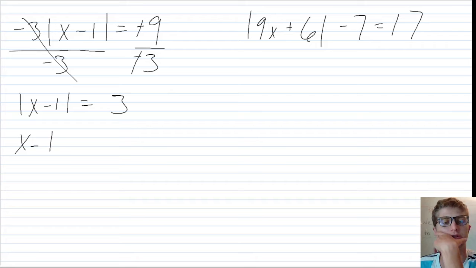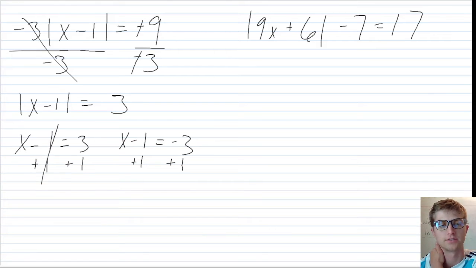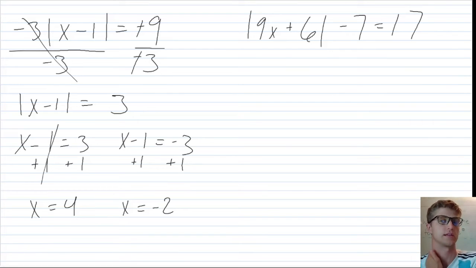Split it: x minus 1 equals 3, and then x minus 1 equals -3. What's happening to x? It's being subtracted by 1. How do we undo subtraction by 1? We add 1. What we do to one side, we'll do to the other. Cancel, cancel. We're left with x equals 4. And on this side, we're left with x equals -2. If we plug them back in, we'll see we get the same thing.